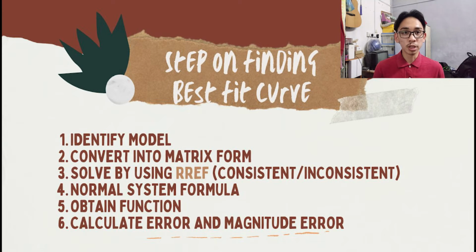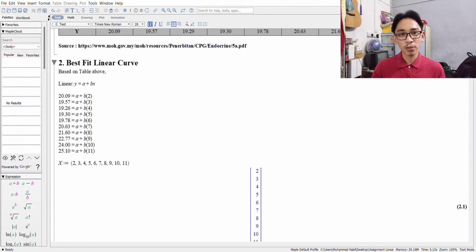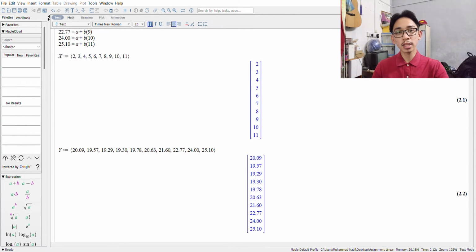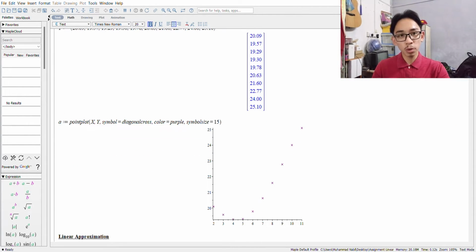After we solve the normal system by using ERO, we obtain the particular function of the graph. Let us look at the data that we have collected, and we want to find the best fit curve for this data. Firstly, we look at the best fit linear curve. We obtain the linear equation, which is y equals a plus bx, and then we substitute the values of x and y into the equation. After that, we plot the points from the table.